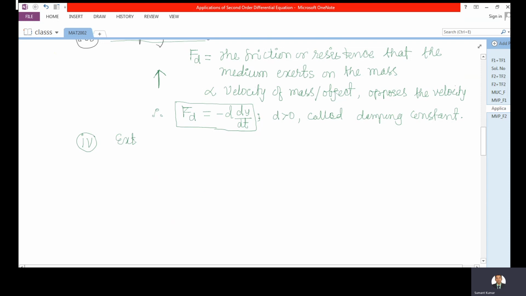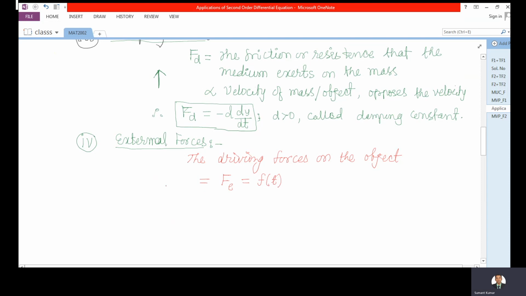Now the last force which works on this system is the external force. All the remaining external forces we may call the driving force. Let us say this force is F_e, the force acting on the mass to displace it from the equilibrium position. So the driving force on the object, represented by F suffix E for external forces, let us say is F of t.